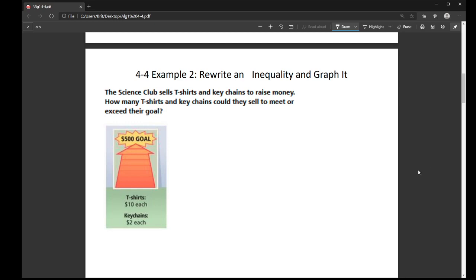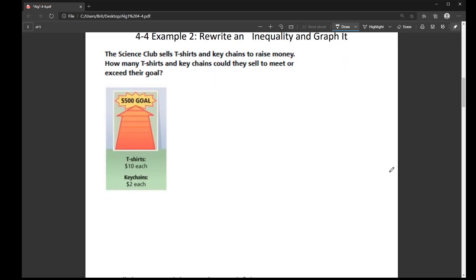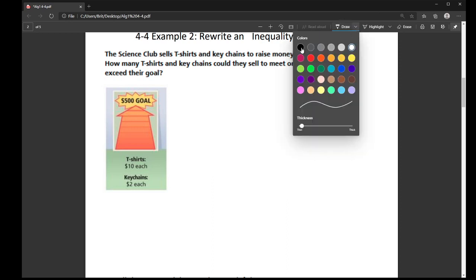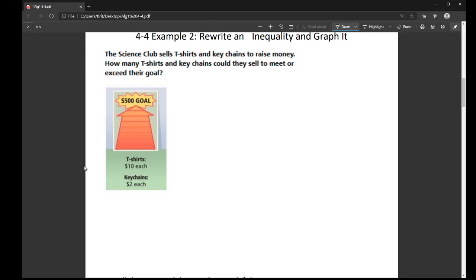So here we go. The Science Club sells t-shirts and keychains to raise money. How many t-shirts and keychains could they sell to meet or exceed their goal? Alrighty, so let's look at creating some kind of inequality. So I'm going to go ahead and call t-shirts X and keychains Y.